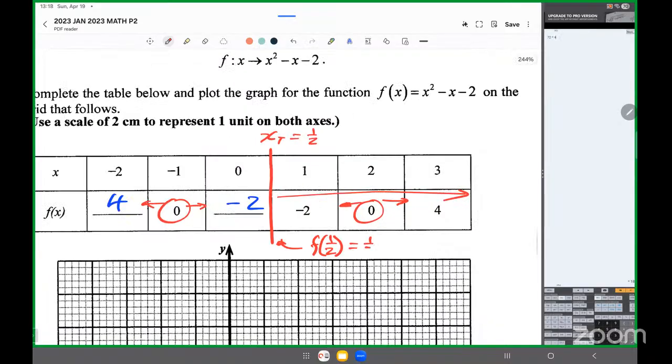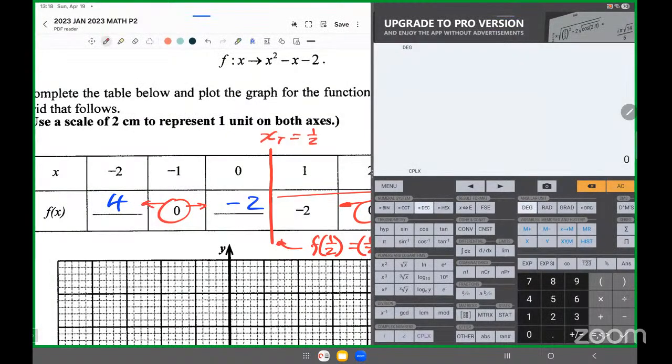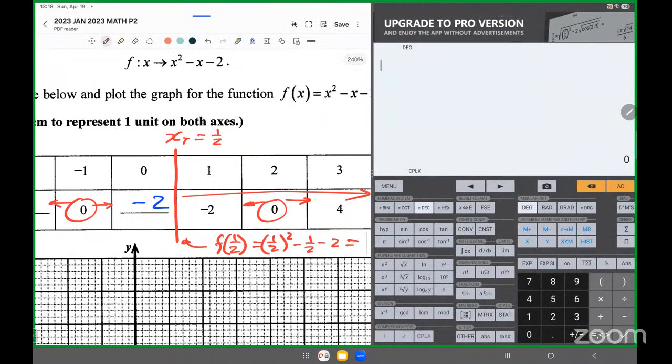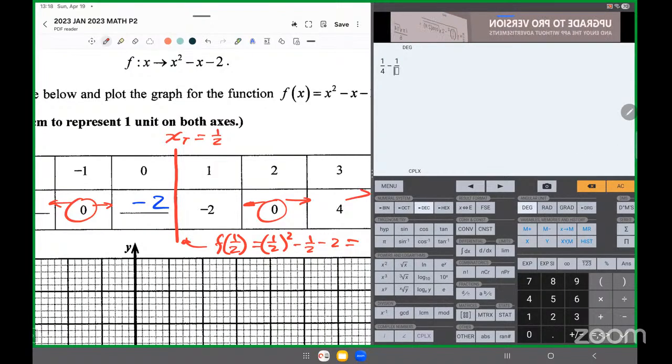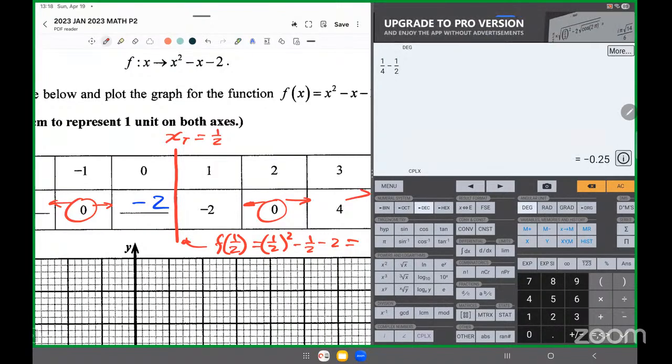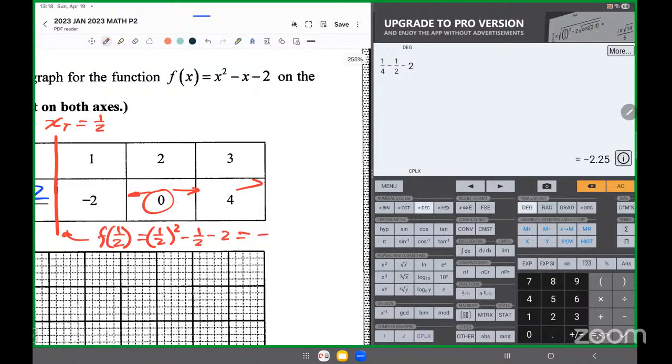So you get a half squared minus a half minus 2 equals. Let's do it on the calculator quick. All right, so that's what the y value is there. So it's a half squared, which is a quarter, minus a half, and then minus 2. That's minus 2 and a quarter. It's minus 2 and a quarter.